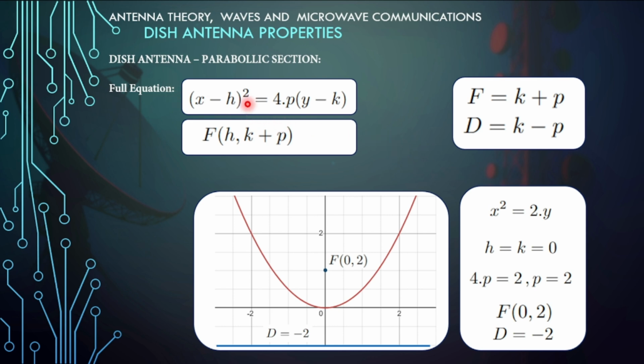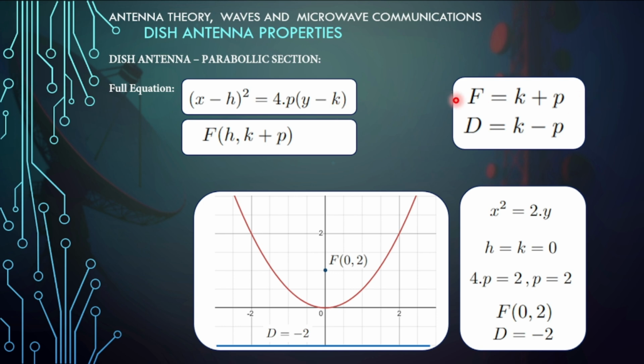(x − h) squared is equal to 4p(y − k). Okay, h and k are actually the coordinates of the vertex, the first vertex of the parabola. Here they are both zeros because it is at the center of the axis, at the origin point rather. The focus is equal to k plus p.